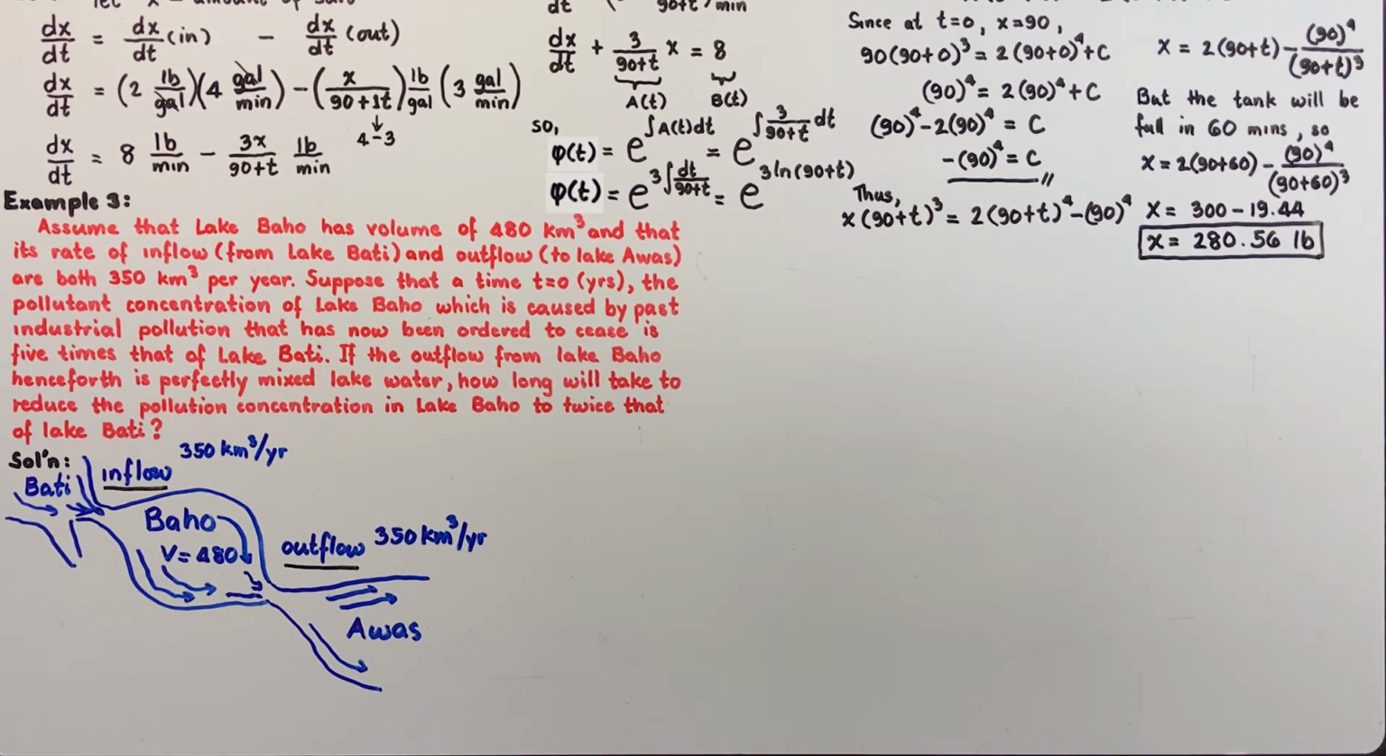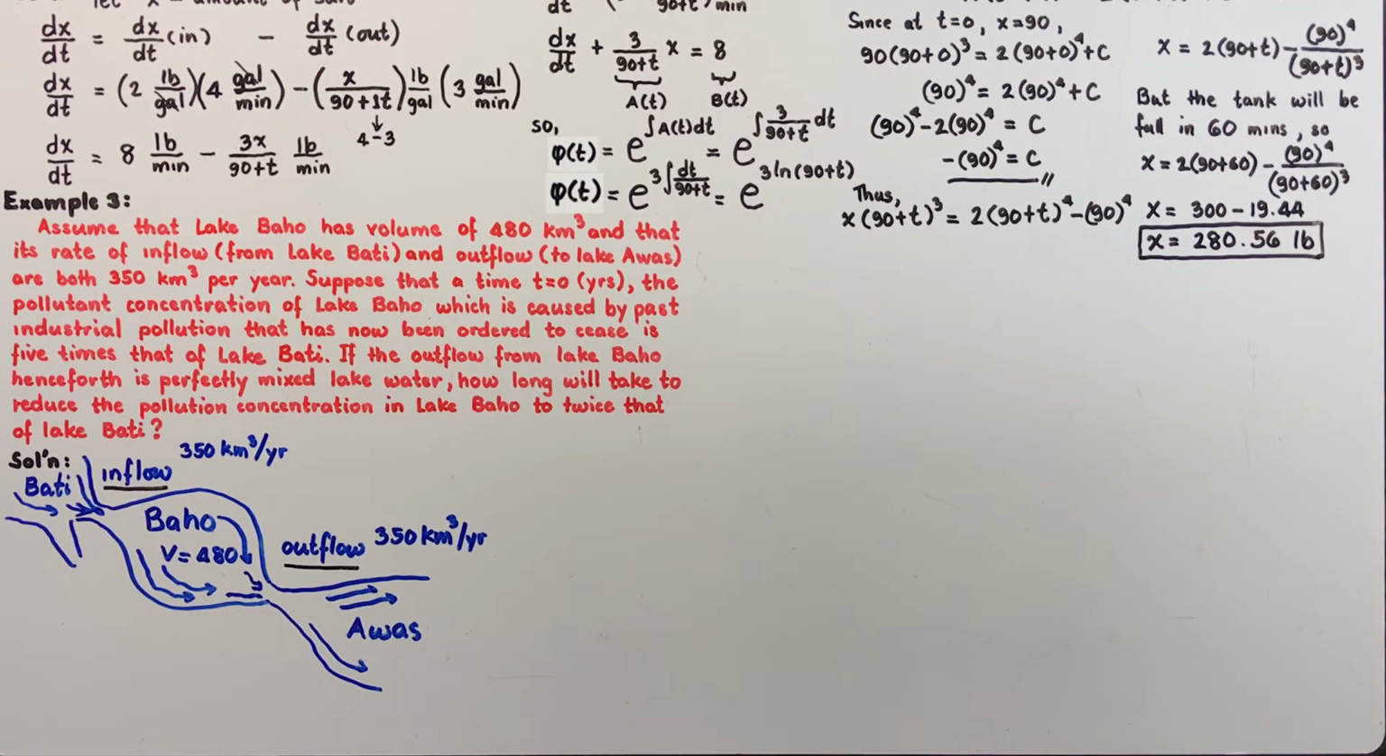Now, suppose that at time zero, meaning when the environmentalist or the scientist noticed that Lake Baho is already polluted, they recommended to the government to stop the industrial pollution which causes this lake to be polluted, because they noticed that the pollution in Lake Baho is 5 times the pollution in Lake Bati.